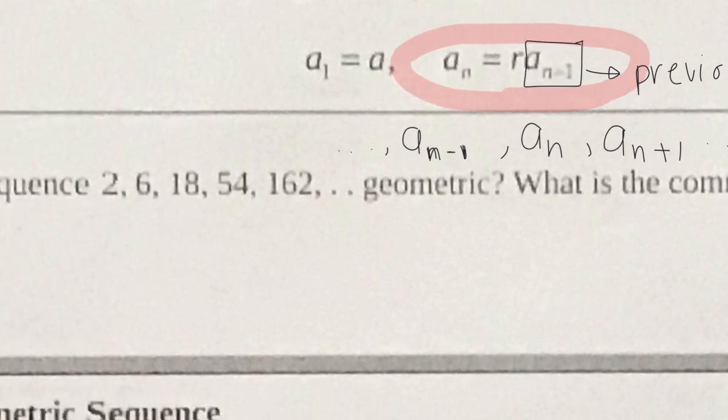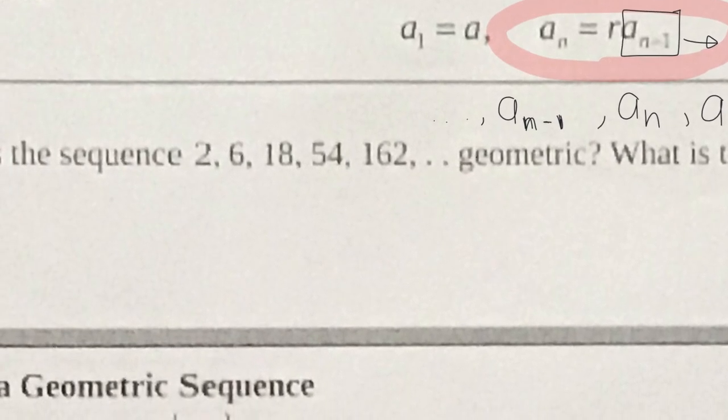Like in our first example. 2 becomes 6, becomes 18, becomes 54, becomes 162. Okay, so clearly these aren't adders. If 2 plus 4 is 6, 6 plus 12 is 18, 18 plus something not the same is 54. So this is definitely not an arithmetic sequence because there's not a common adder. But do you see a common multiplier?